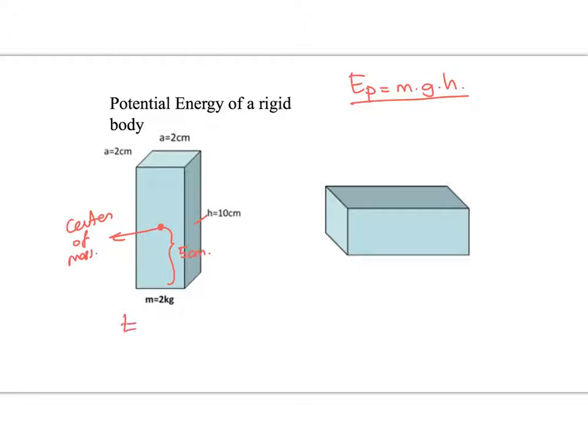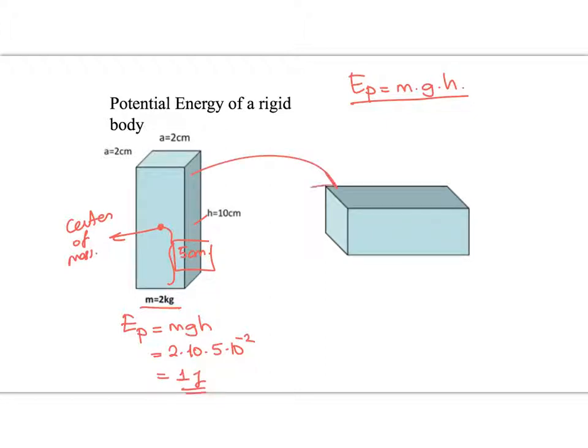So when I am calculating the potential energy at this position, again I have used the formula mgh. The mass is 2 kilogram, g is 10, but here I'm going to take the height of the center of mass, which is equal to 5 times 10 to the power minus 2 meter. So it has a potential energy of 1 joule.